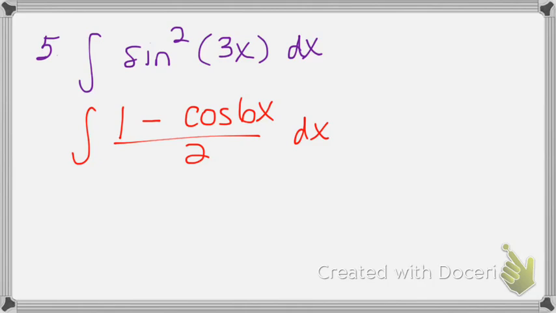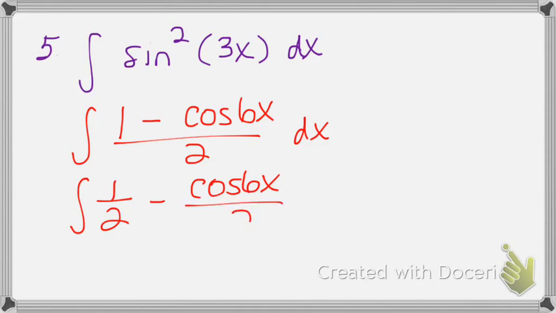Question so far? After you change it, if there are other things there, you're going to have to multiply through and do some things. But after that, you're going to separate it. You're going to make this 1/2 minus cosine of 6x over 2. It's actually not as hard as some of the others, as long as you know how to change it. So the antiderivative of the 1/2 is 1/2 x.